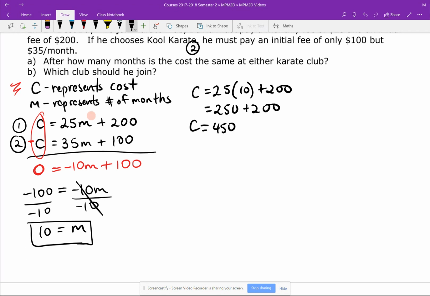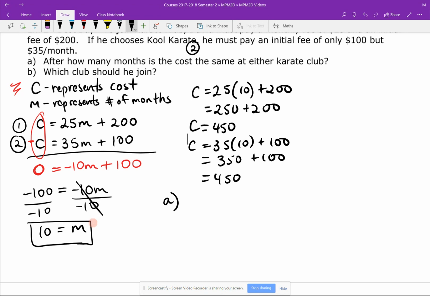Now, the thing is, I don't need the cost. The question doesn't ask anything about the cost. I only need to know how many months the cost is the same. So the cost is going to be $450 with either equation. For the other equation, c equals 35 times 10 plus 100, which is 350 plus 100, also 450. So the costs are the same if you have a membership of 10 months. But I don't really need the costs. I already know that the point of intersection will happen at m equals 10.